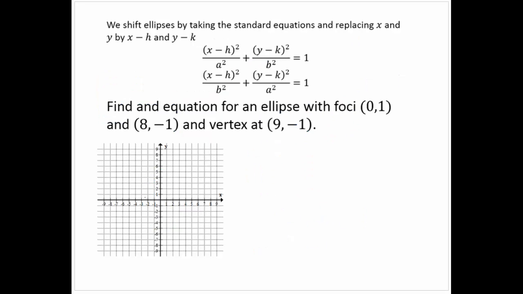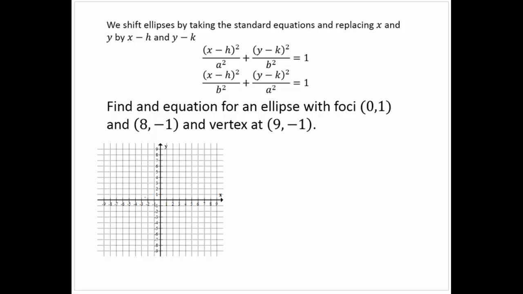We can shift ellipses by taking the standard equations and replacing the x and y by x minus h and y minus k respectively. So for example, suppose we wanted to find the equation for an ellipse with foci at 0, 1, and 8, negative 1, and a vertex at 9, negative 1.